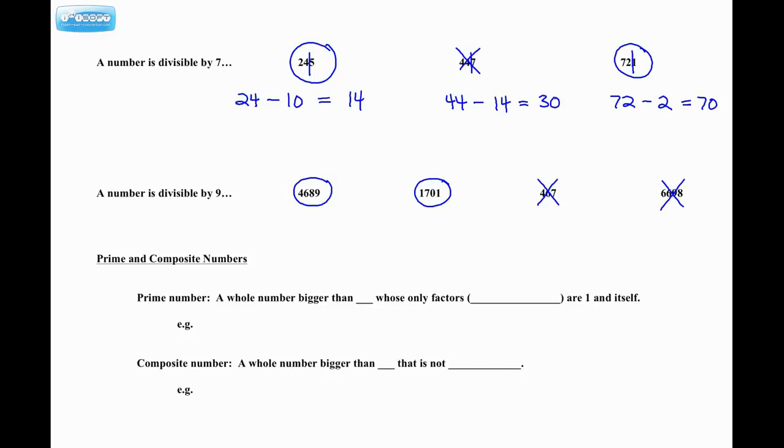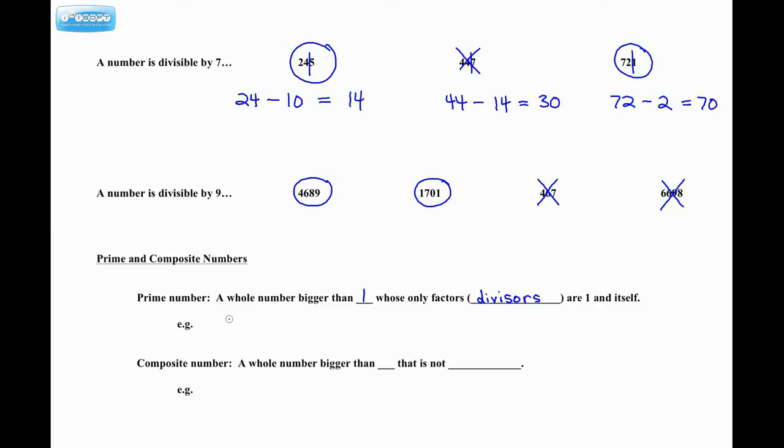Okay, let's do a brief review of prime numbers and composite numbers. You would have definitely seen these before, but a review never hurts. Prime number, it's a whole number bigger than 1, whose only factors, we can also call them divisors, are 1 and itself.